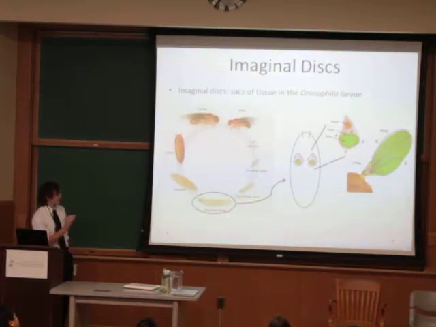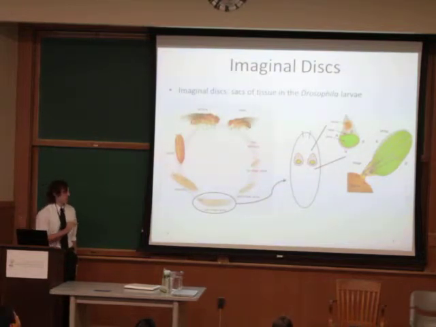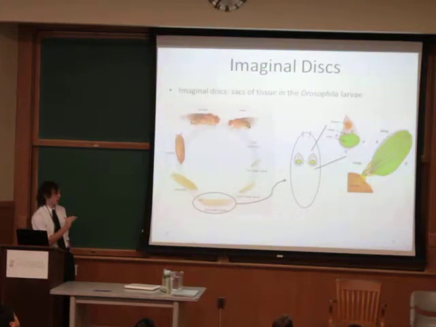So here we have two wing imaginal discs that will eventually turn into the adult wing when the larva matures. Additionally, different parts of the imaginal disc turn into different parts of the adult structure. So the area marked in green here, the wing pouch, eventually turns into the adult wing blade.